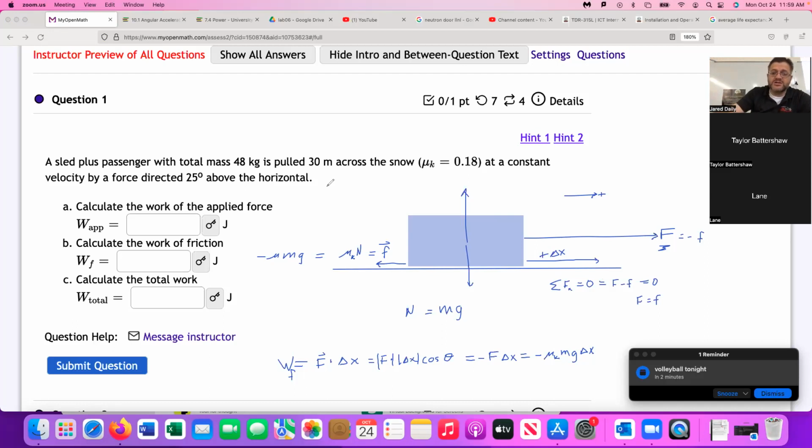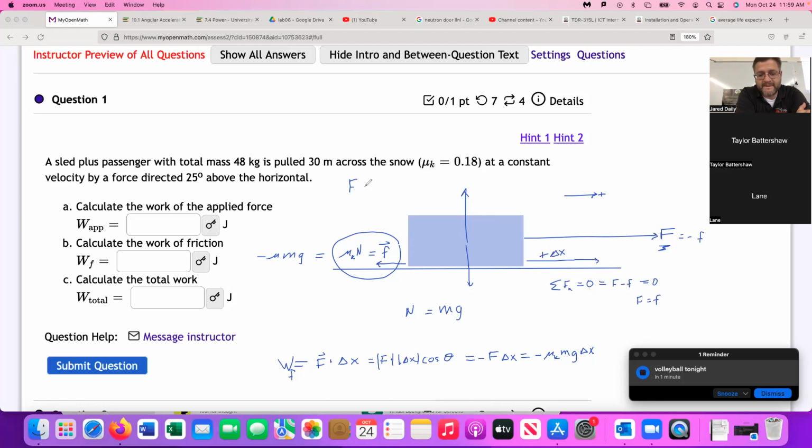So the way to do this problem is to calculate the friction first, and then whatever that number is also your force for F. That's also your applied force. Except in this case, work by friction would be negative and work by applied would be positive. Just like the direction: friction is negative and the direction for the applied force is positive.